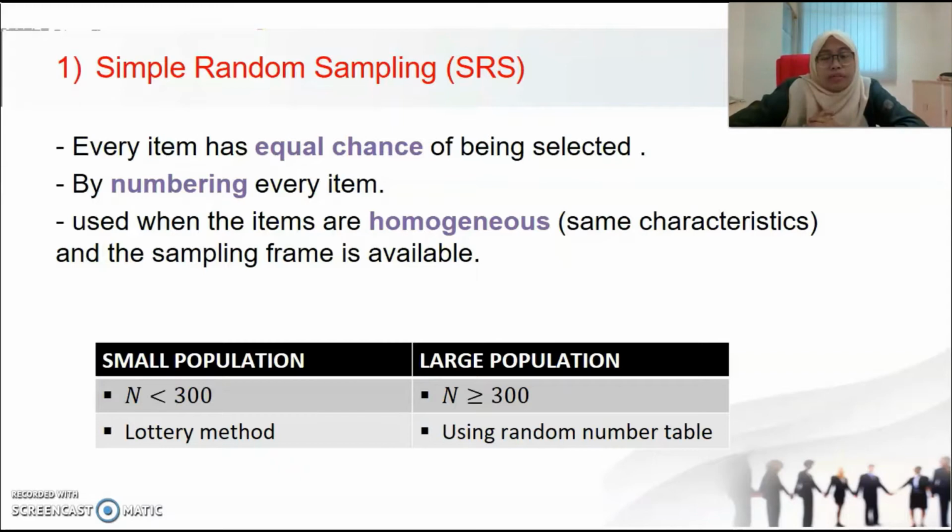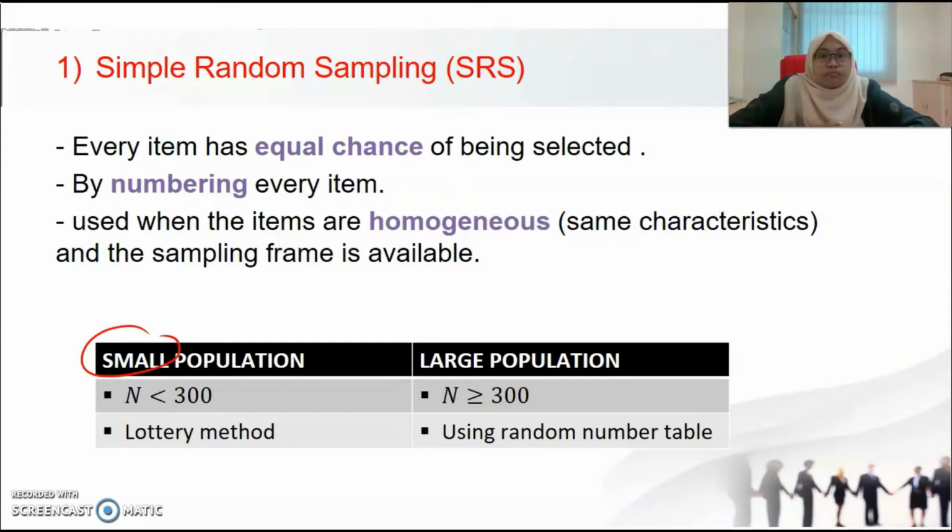So in simple random sampling, when our population is small, small here means when the population size is less than 300, in order for us to randomly select the sample, we should use the lottery method. Lottery method is like a lucky draw, cabutan bertuah. So let's say we want to pick 10 samples from 200. We just randomly pick the 10 samples.